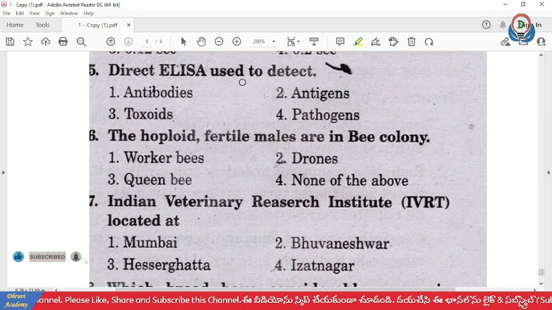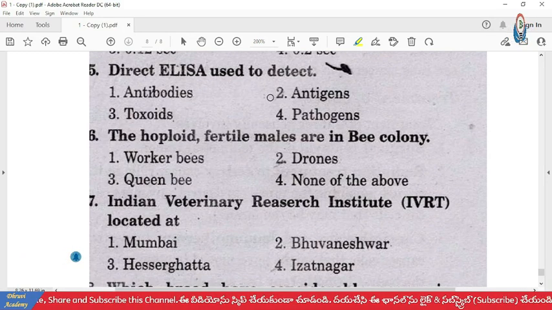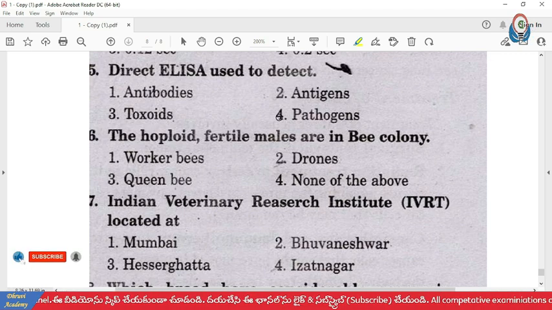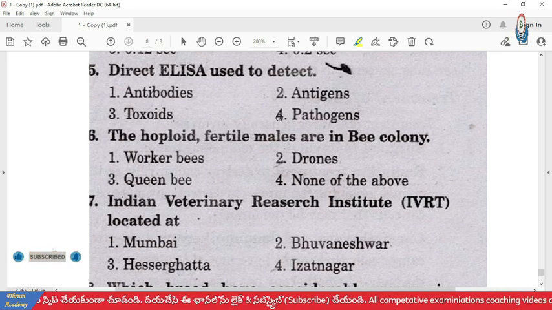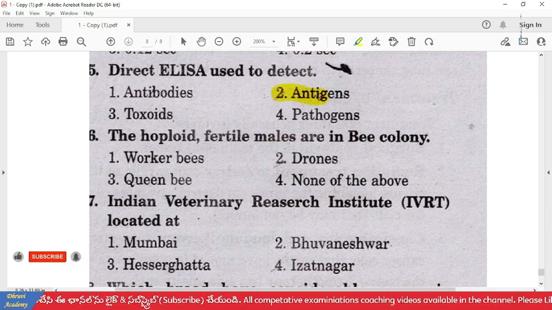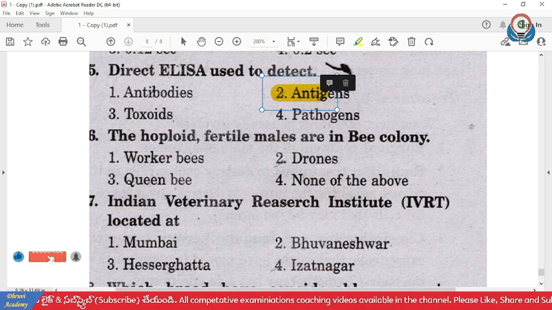Direct ELISA is used to detect: is it antibodies, or two antigens, or third one toxoids, and fourth one pathogens? Which is the correct answer? ELISA is used to detect the antigens.